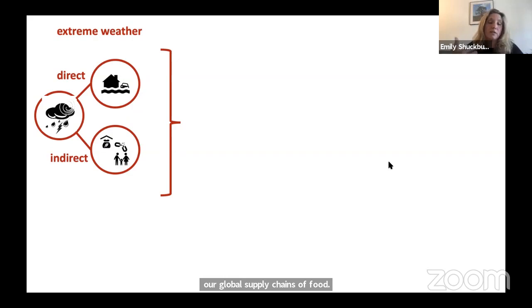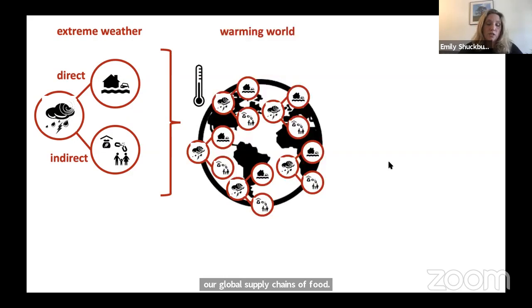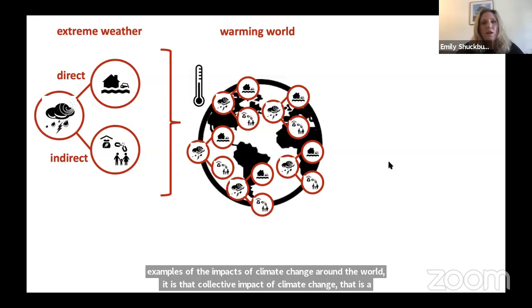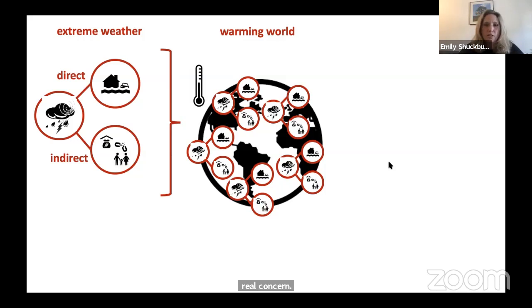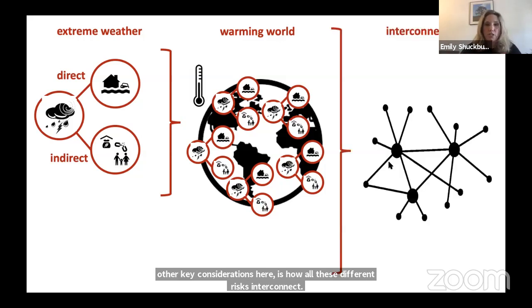And as we are seeing more and more, as I showed in the last image, examples of the impacts of climate change around the world, then it's that collective impact of climate change that is of real concern. But as we're sitting in the midst of another global emergency, the other key consideration here is how all these different risks interconnect. So the impacts of climate change can't be considered in isolation of the risks of other aspects.